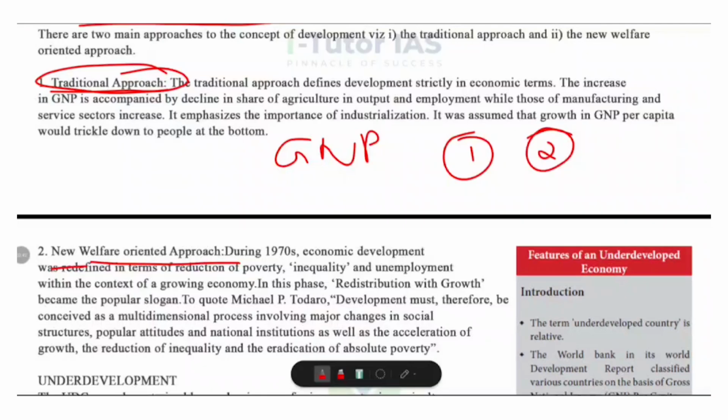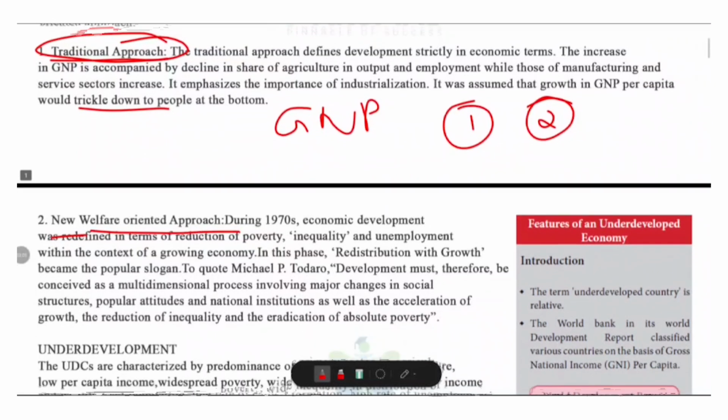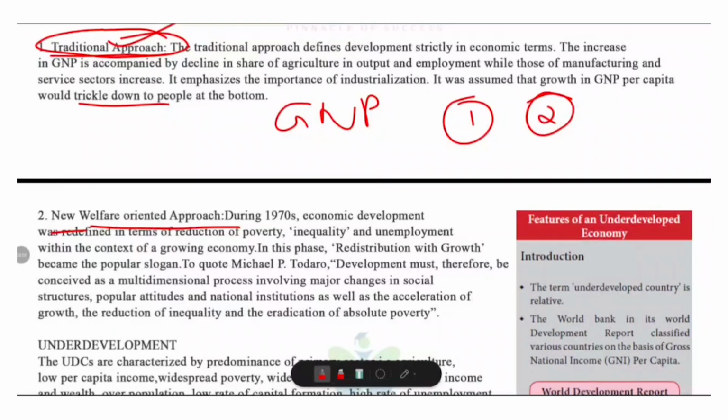And this approach also believed in the concept of trickle down. The assumption was, if GNP per capita increases, the benefits will automatically trickle down to the poorer sections. However, over time, economists realized that this trickle-down theory did not always work in reality. So that was the first approach, that is traditional approach.